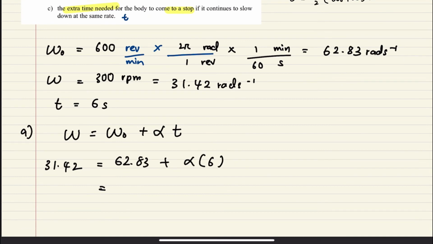31.42 minus 62.83 divided by 6. I got alpha equals negative 5.24 radian per second square, SI unit. Okay, so here the negative means, since we assume omega is positive, which means it is clockwise, this one will be anti-clockwise.